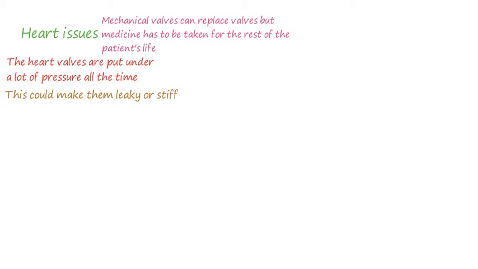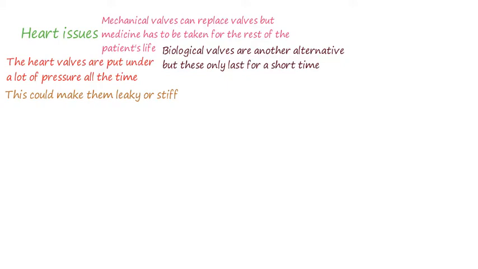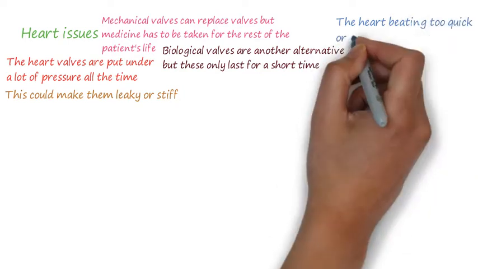To overcome this, mechanical valves can be used. These valves are often made of polymers and last a long time. However, medicine has to be taken for the rest of the patient's life. Biological valves, made from animals, are another alternative. Despite no medication being required, these valves generally last for less than 15 years.